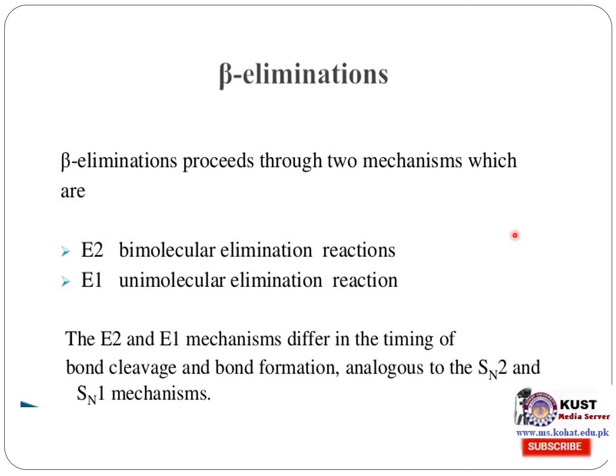Beta elimination proceeds through two mechanisms, which are E2 bimolecular elimination reaction and E1 unimolecular elimination reaction. The E2 and E1 mechanisms differ in the timing of bond cleavage and bond formation, and it is analogous to the SN2 and SN1 mechanisms as we have already discussed.